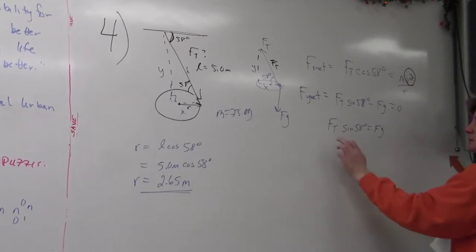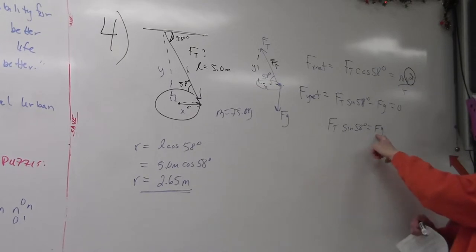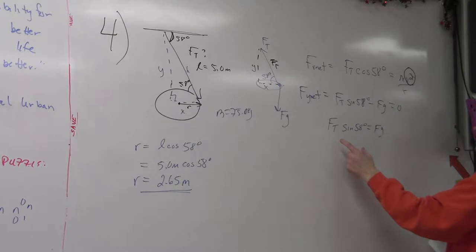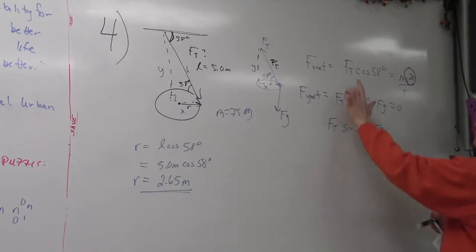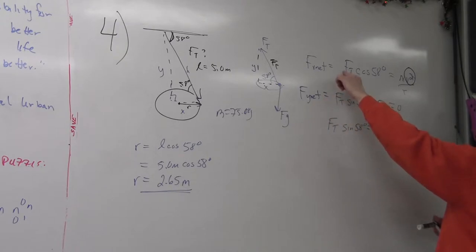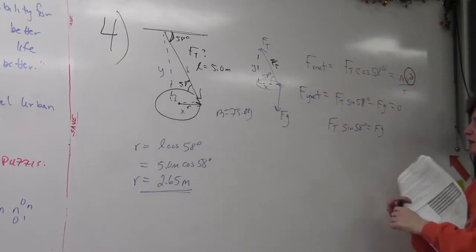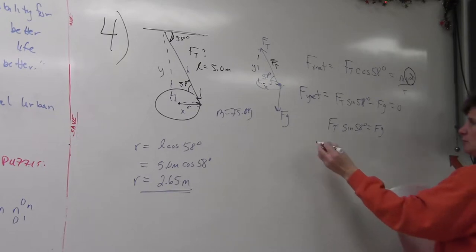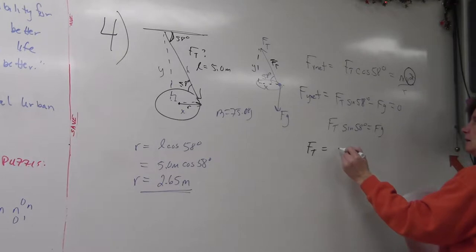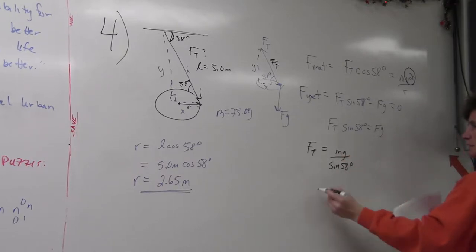If I look at this, I don't know force of tension, I know this. What's Fg? Mass times g. Do I know mass? So could I solve, since this force of tension is in both of these, can I solve for force of tension here, plug it back in there and then find velocity? Okay? So that's what I'm going to do. I'm going to solve for force of tension here. Force of tension is equal to mg divided by the sine of 58, if you can follow me on that.